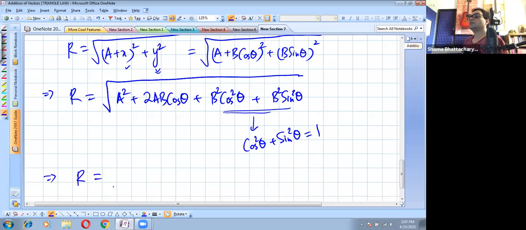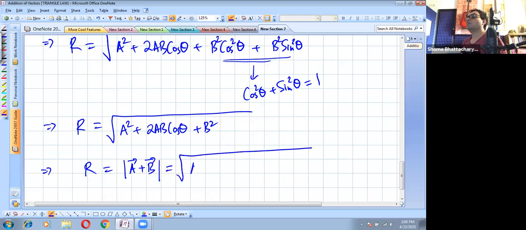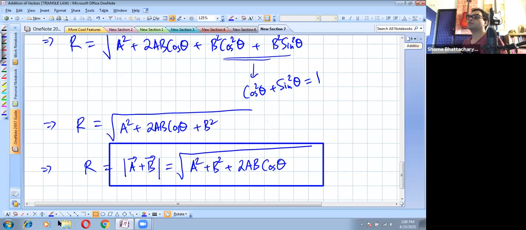So we get the formula that R is equal to square root of A square plus 2AB cos theta plus B square. And for whatever reason, more popularly in books and all, it is written in this order, that this resultant is nothing but the magnitude of A plus B. Remember, that is what the magnitude of R was. And that is given by this simple formula, that it is square root of mod A square plus mod B square plus 2 times the product of magnitudes of A and B, mod A into B, into cosine of the angle between them. Okay. So this becomes the statement of what we are looking for earlier.